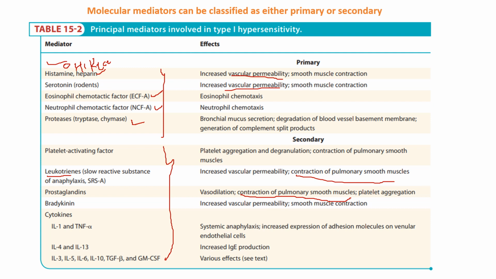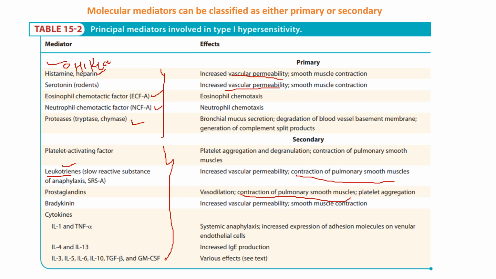Now, at nanomolar concentrations, leukotrienes are approximately 1000 times more effective than histamine in mediating bronchoconstriction, and they are also more potent stimulators of vascular permeability and mucus secretion. That is the most important point. Leukotrienes at the nanomolar level are very effective at contracting pulmonary smooth muscles. In humans, leukotrienes are thought to contribute significantly to prolonged bronchospasm. Bronchospasm refers to the sudden constriction or narrowing of the airways in the lungs.